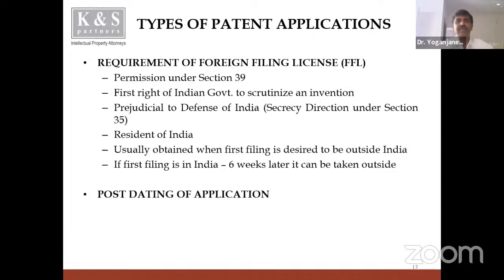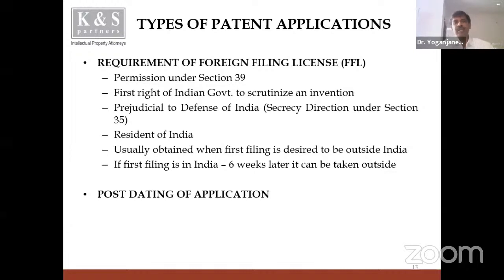However, if it finds that there are some issues associated with that application, especially with respect to the defense aspects related to it, then under a secrecy direction, they will not allow such applications to be filed outside India.